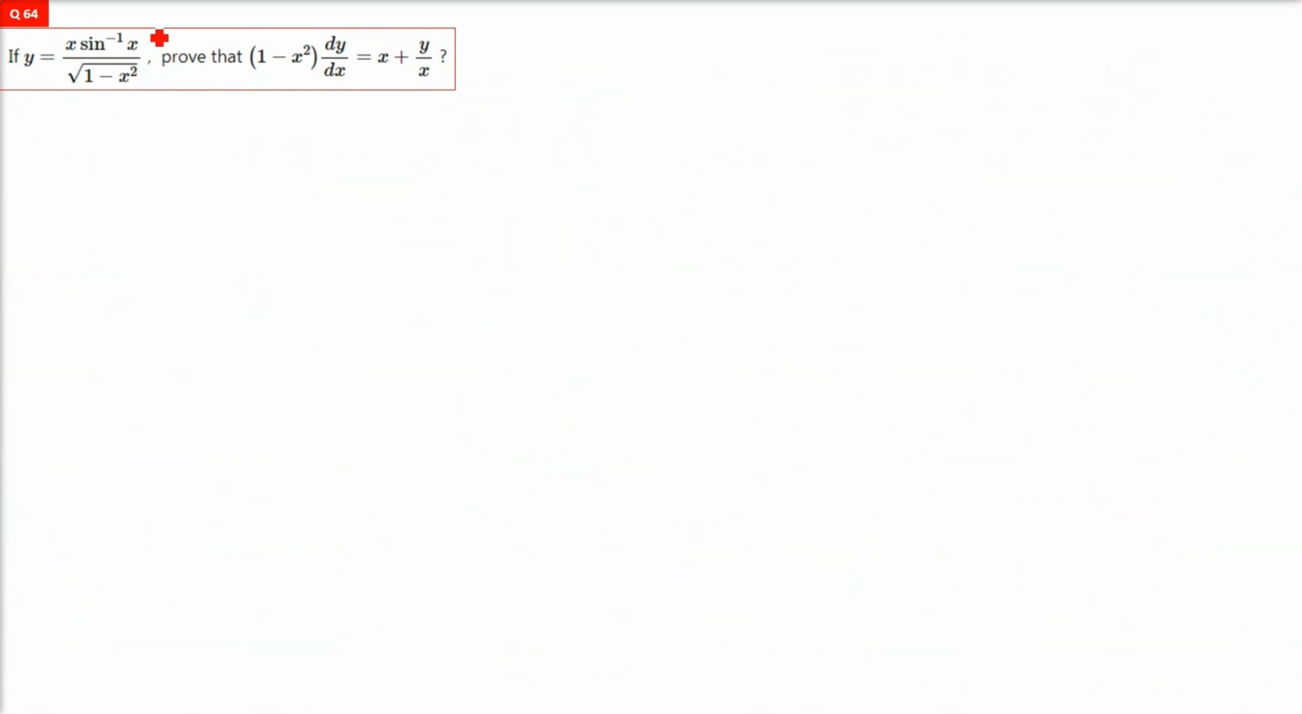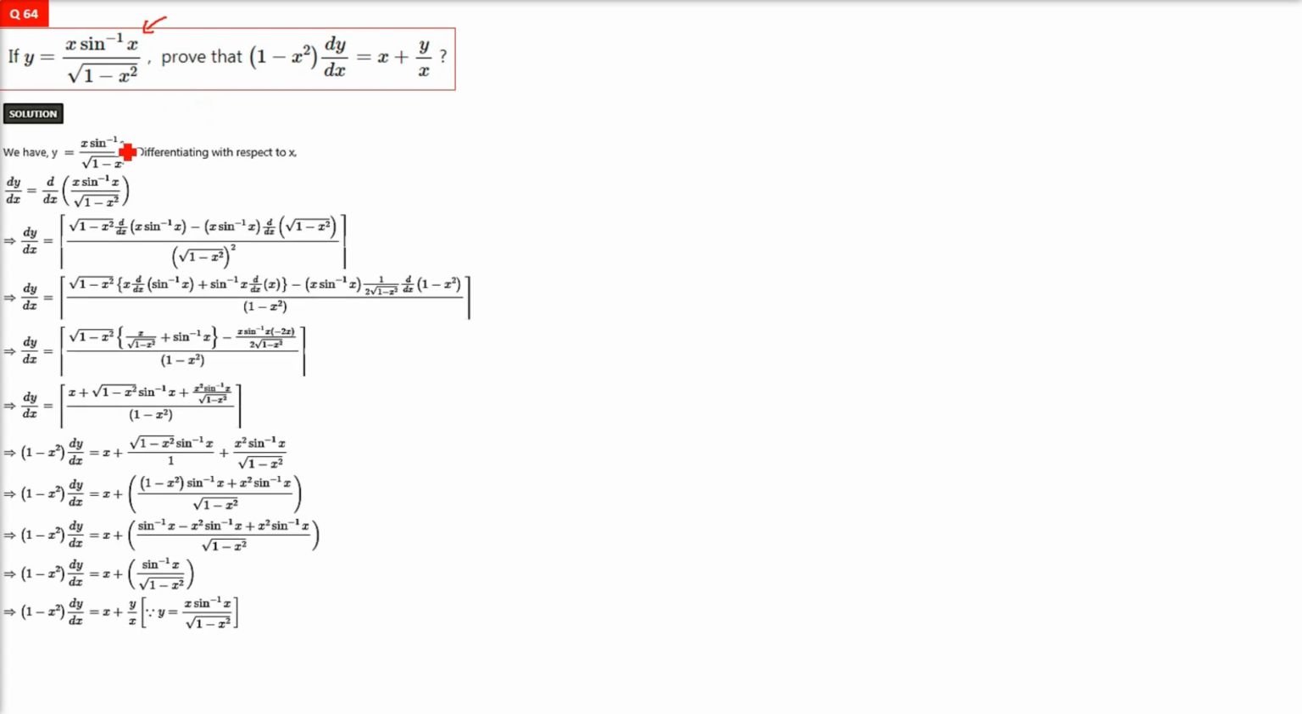The next question is of a type whose normal version we have already done. Now we have to see how to prove that it has some expression coming out of it with a dy by dx inside it. So in order to have a reference for how to write it, I've given you the solution.